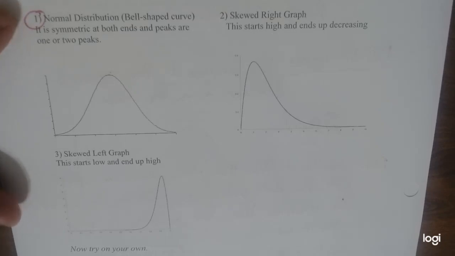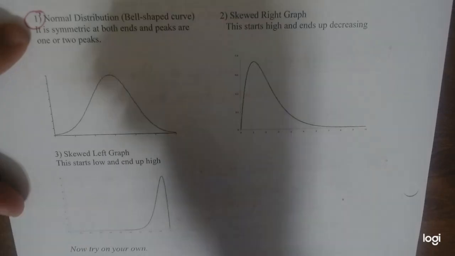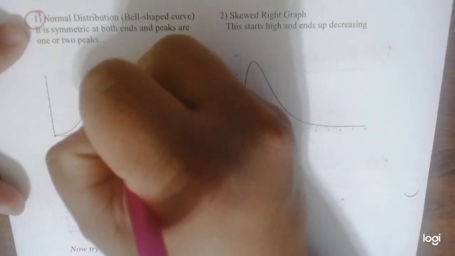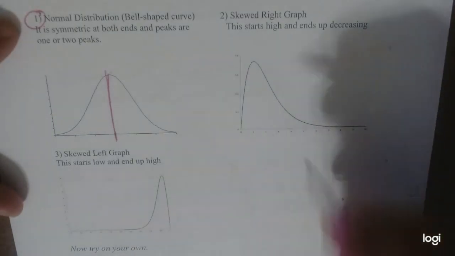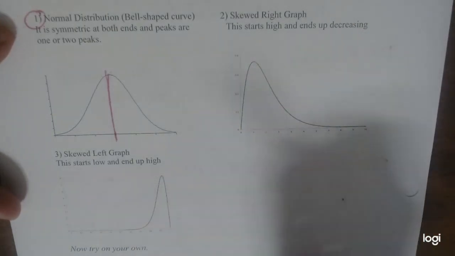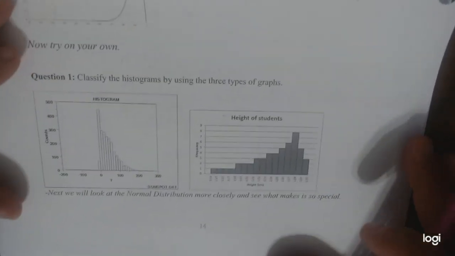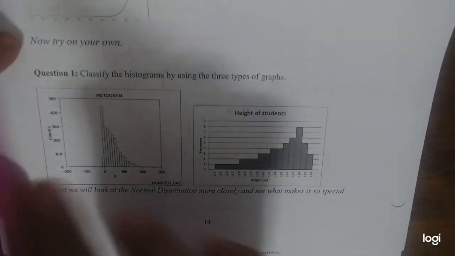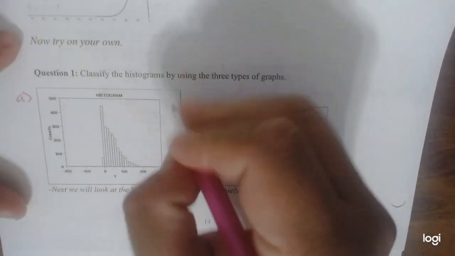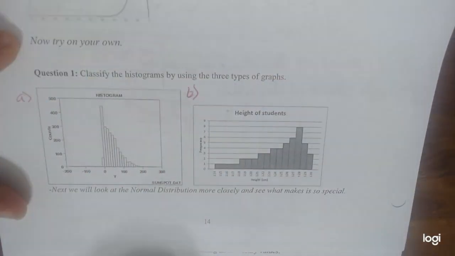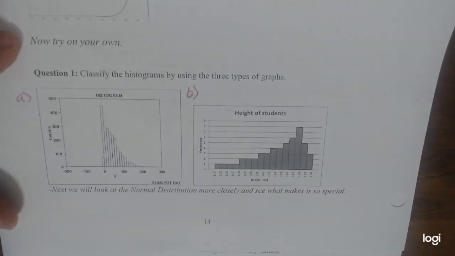So just a quick summary. The normal distribution, or bell-shaped curve, is symmetric at both ends, meaning it's literally cut in half. And we'll talk about what the actual half marker is in a little bit. Skewed right starts high, goes to the left. Skewed left goes the opposite direction. Just a fun little fact here. Using these 3 graphs as templates, now you want to classify these histograms. They're not going to be perfect, but you can see roughly what shape they look like. So why don't you try them? Let's say this is A and this is B. What shape do they look like? Quick pause and go and do it.